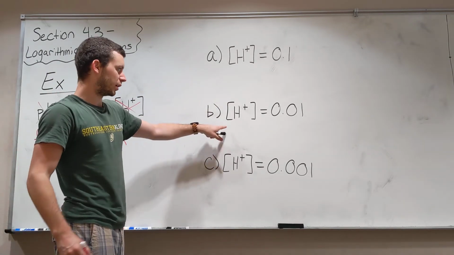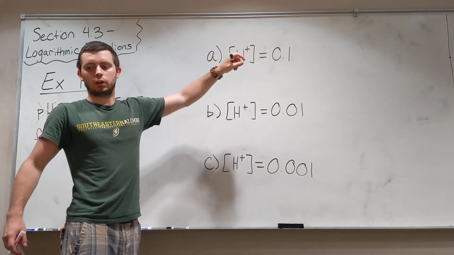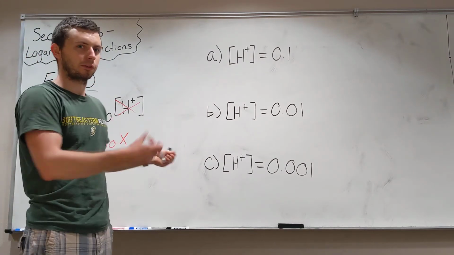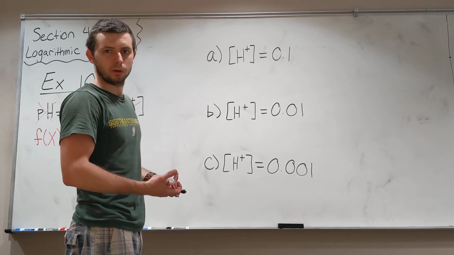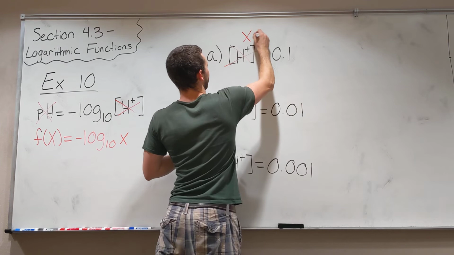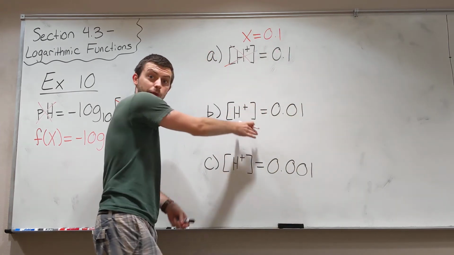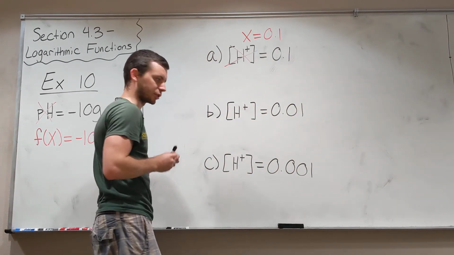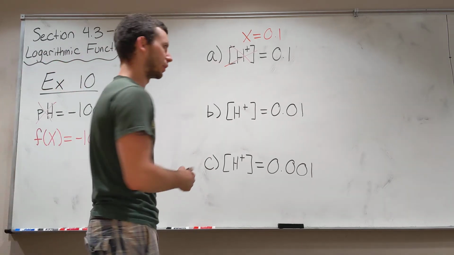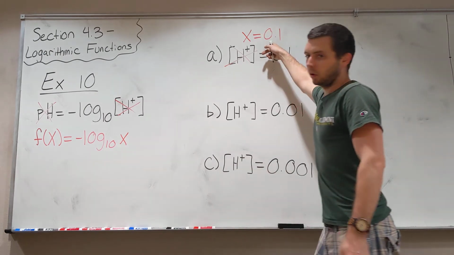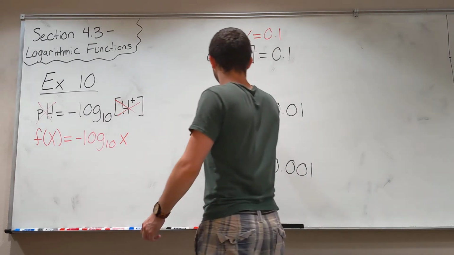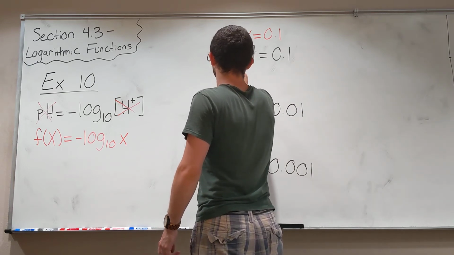So for parts A, B, and C, when it says H plus, it says what is pH when H is some other thing. What that translates to is, what happens when x is 0.1, and it goes on in a similar fashion. So that's what we're going to go ahead and do to this function here. It'll just make things a little bit easier. But this says ultimately plug in 0.1 for x and solve for y. So let's go ahead and start doing that.